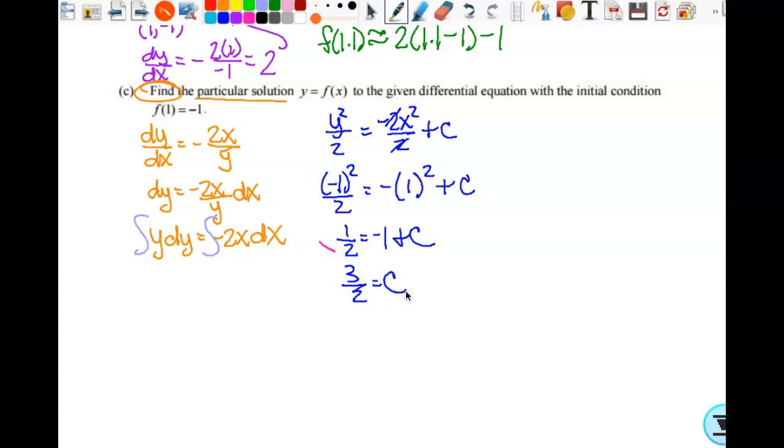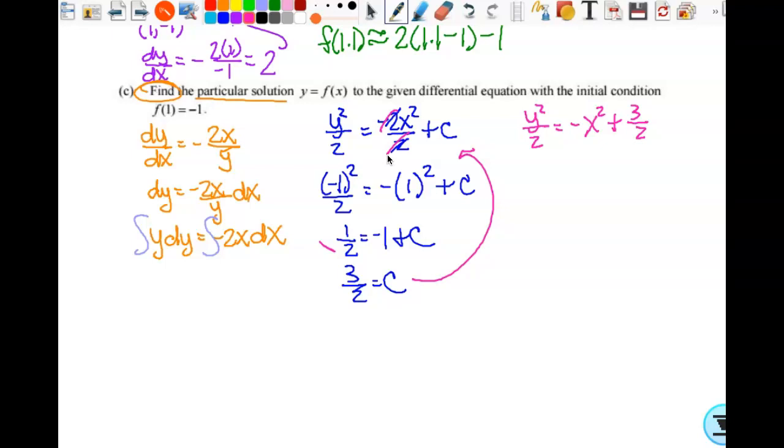Now, what do I do now? Put the c in there and rewrite it. Yes, so I'm going to put c in here. And now I'm going to solve for y. So I'm going to have y squared over 2 equals negative x squared plus 3/2. Well, the 2's canceled out, so I just left them out. Does that make sense? I mean, it's fine to put them in there, but they'll end up canceling back out.